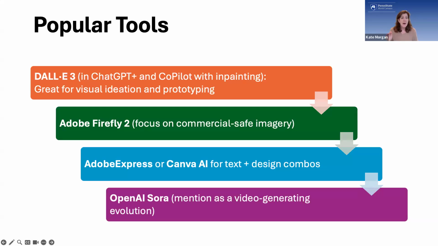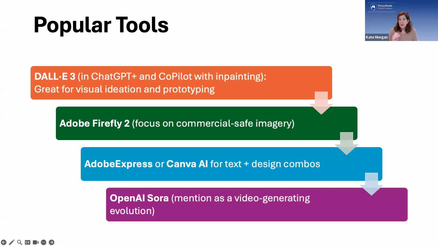So I'm going to touch on a couple popular tools. These are probably ones you have already heard of. So ChatGPT uses DALL-E 3. Copilot, very popular in colleges, also uses DALL-E 3. It is really great for visual ideation and prototyping. And it has something called in-painting. And I'm going to cover what in-painting is in a little bit, but that's a pretty cool feature.